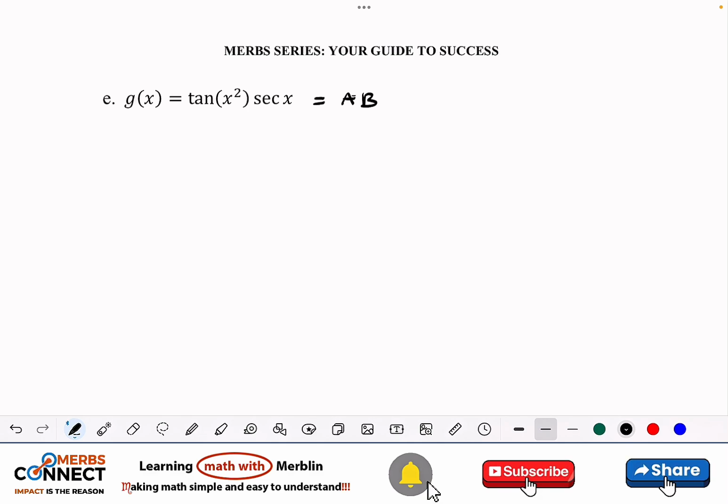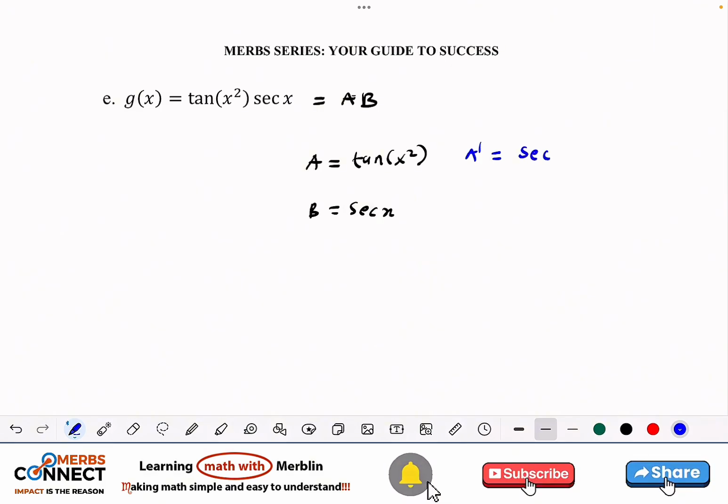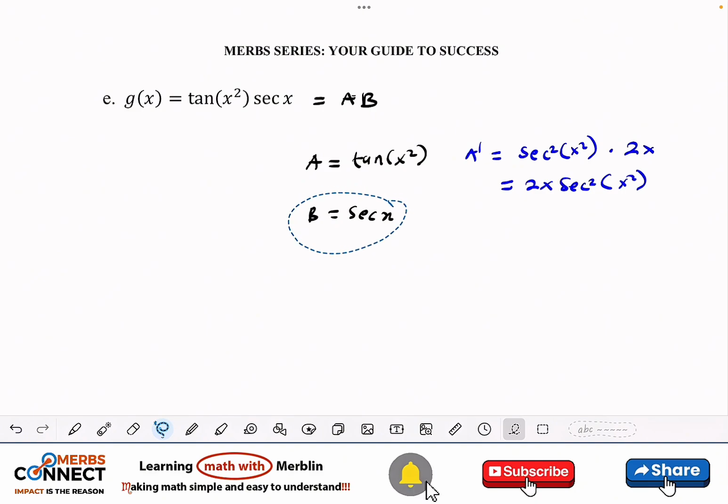So what is my A? Let me assume that my A is equal to tan x squared and my B is equal to sec x. So what is A prime? This one, we need to use the chain rule, the first one. First, the derivative will hit the tan, giving us sec squared. So when I differentiate tan, I get sec squared. I'm maintaining everything in the bracket. Then when I finish, I multiply it by the derivative of what is inside the parenthesis, which is going to give us 2x. So this is going to give us 2x sec squared x squared. You see that it's very simple, right? Yes, it's very simple. Good.